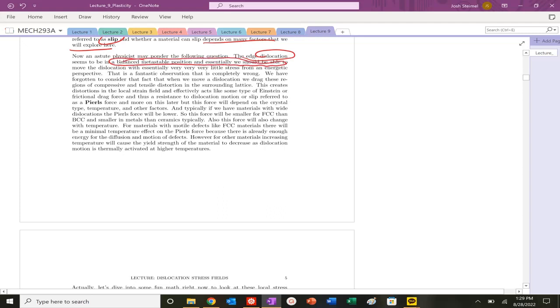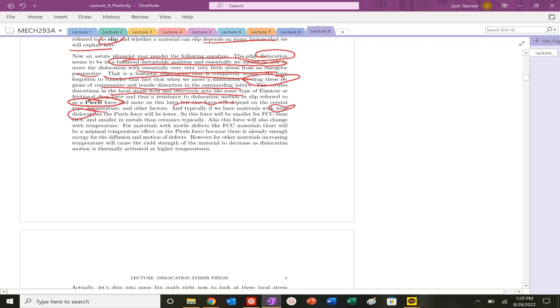One of the things you can see here is that you would assume this would be a metastable position. It's a great observation, but it is completely wrong. When you're moving this edge dislocation, you have to drag these compressive and tensile regions around. So we're going to actually calculate a Peierls force, a PK force on the dislocation.